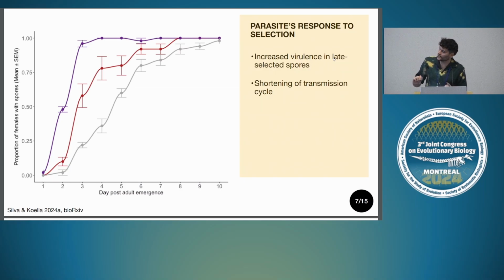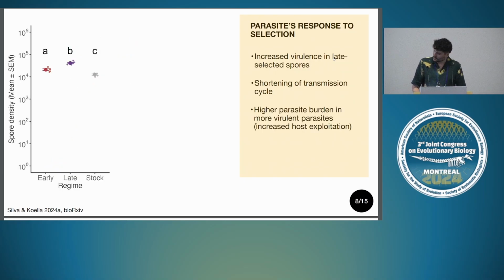So in here I added also the reference stock, so this is the ancestral of the parasite. And as you can see, in the y-axis you have the proportion of females that are already secreting infective spores. And you can see that for the reference stock, for the control, it takes 10 days for all the females to be releasing spores. But the same cannot be said about the late one, where at day 3, all the females are already releasing spores.